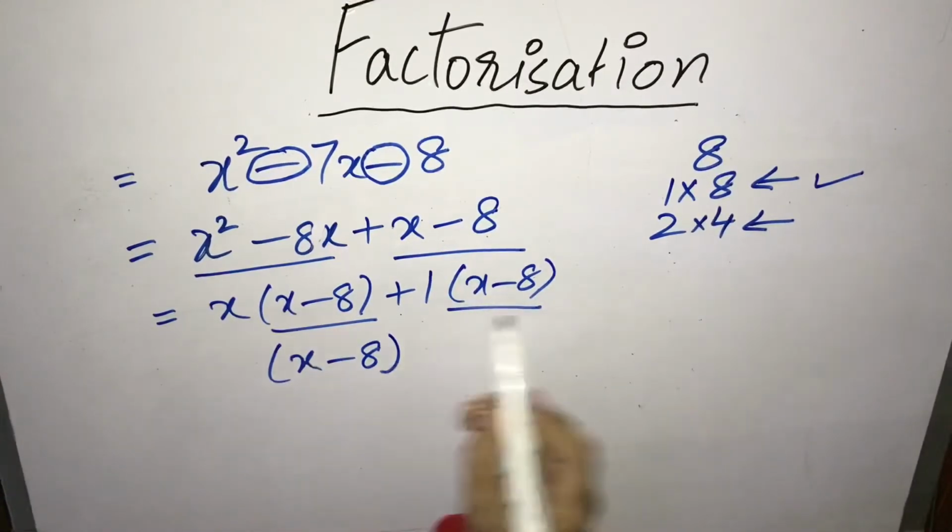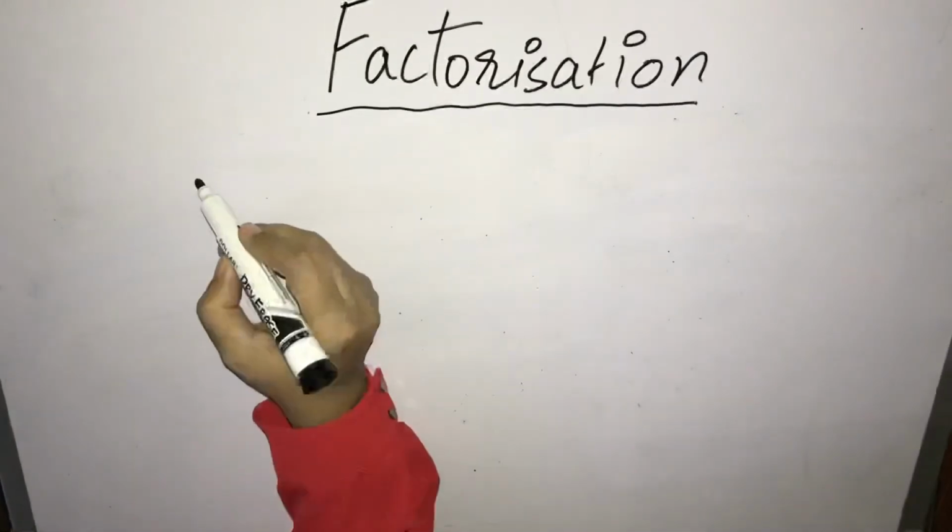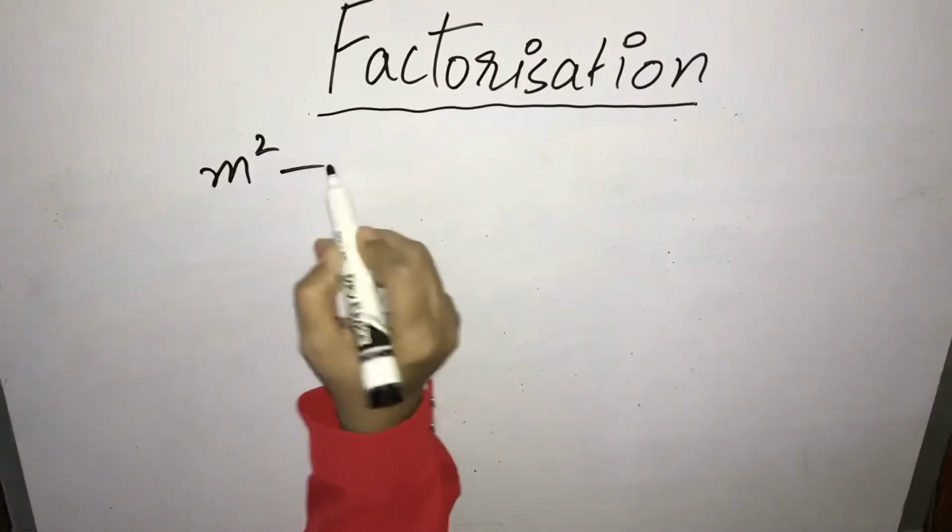Working is correct. x minus 8 common, x plus 1 is remaining. This is your answer. Next question is m square minus 20m minus 21.